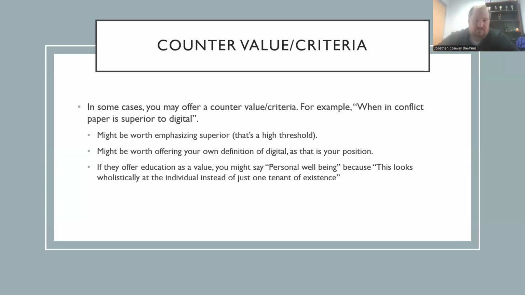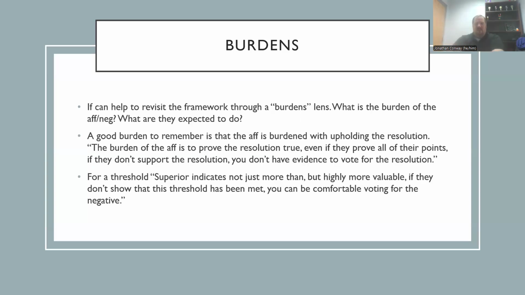That's reasonable. If they offer education as a value, you might say personal well-being. That's the example I just gave. This looks more holistically at the individual instead of just one tenet of existence, sort of a thing. You also might consider burdens.